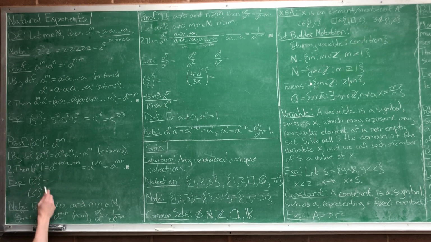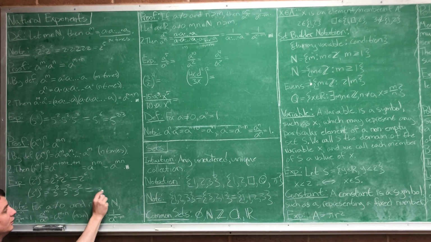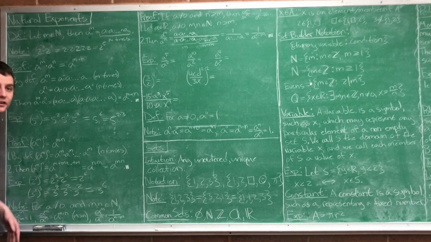2 cubed squared is the same thing as 2 cubed times 2 cubed, which is equal to, we know, just add the exponents together, 2 to the 6. 3 squared cubed is the same thing as 3 squared times 3 squared times 3 squared, which is equal to, add up the exponents, 3 to the 6. Any questions on those?